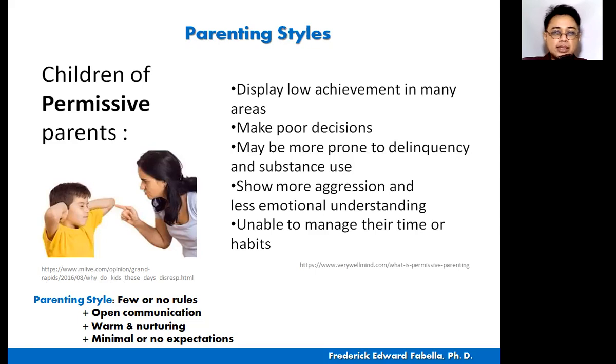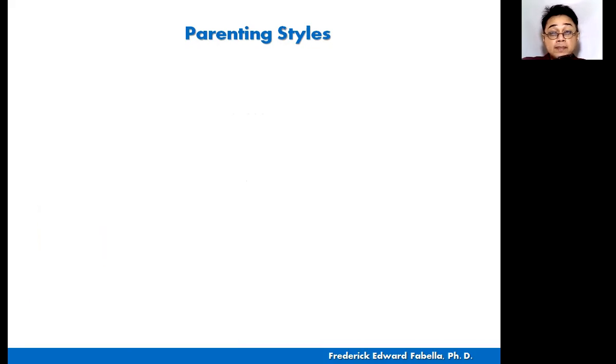So, children of permissive parents display low achievement in many areas. They make poor decisions. They may be prone to delinquency and substance use. They show more aggression and less emotional understanding, and they are unable to manage their time or habits. Okay, so this is what happens to children of permissive parents.